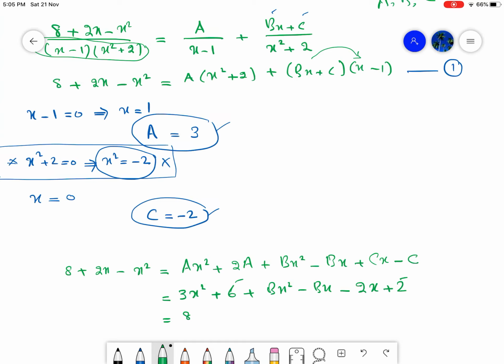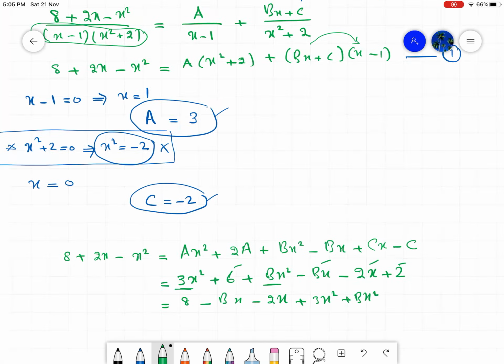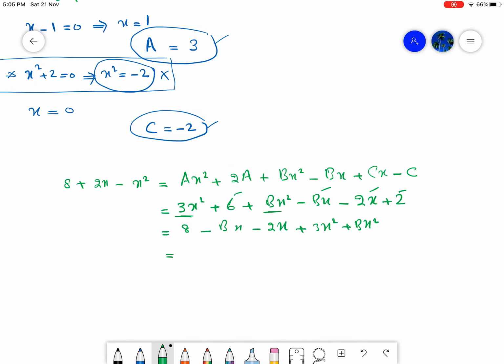And then the coefficient of x. Where is the coefficient of x? This is x, this is x. So minus bx minus 2x, and the coefficient of x square is 3x square plus bx square. Then further simplify this one. You can see here we are having 8 plus 2x minus x square. So 8 plus the coefficient of x, because here we need a plus: minus b minus 2, and take x as a common factor, plus you can take x square as a common factor and get 3 plus b x square.